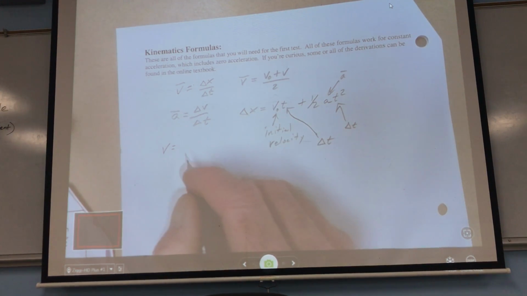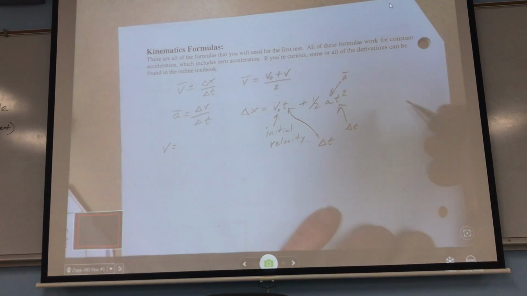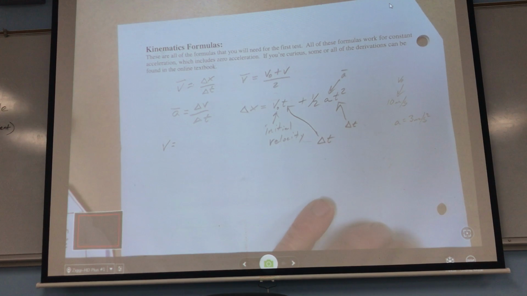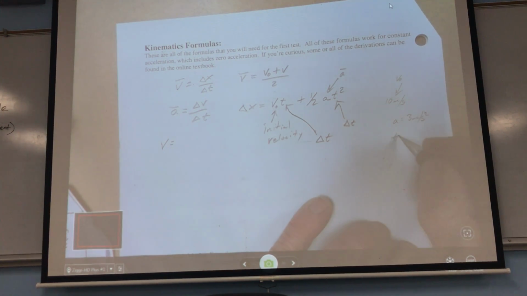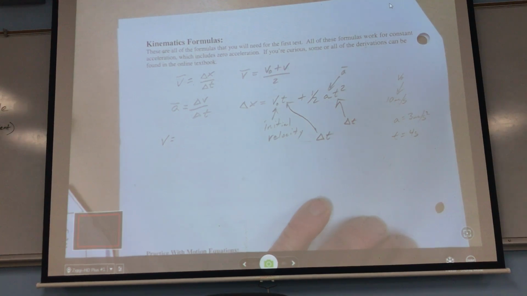So here's another one. Actually, before I do this one, you can all figure this one out right now. Don't write this down. I'm just going to give you a scenario. Let's say somebody is moving at 10 meters per second. So this is their initial velocity. Their acceleration is 3 meters per second squared. And they're going to spend the next 4 seconds accelerating. So they're starting out at this, that's how fast they're going. Now they're going to accelerate for 4 seconds at this rate. Think about how fast the person's going to be going at the end of those 4 seconds.